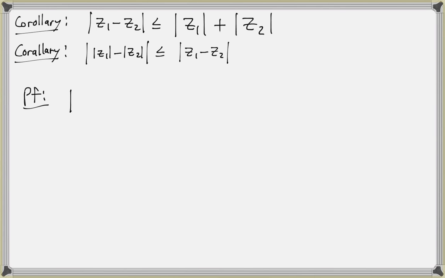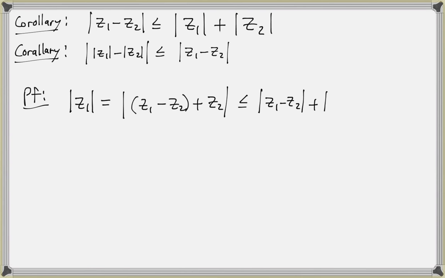So the trick is to write the absolute value of z1 as the expression z1 minus z2 plus z2, and then apply the triangle inequality. So this will be less than or equal to the absolute value of z1 minus z2 plus the absolute value of z2. So we see that the absolute value of z1 minus the absolute value of z2 will be less than or equal to the absolute value of z1 minus z2.